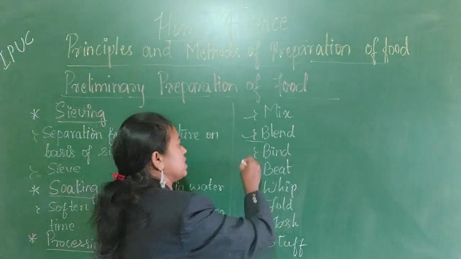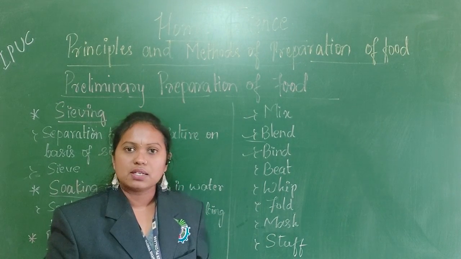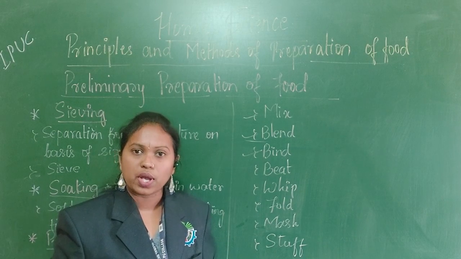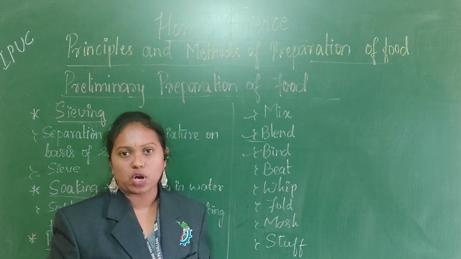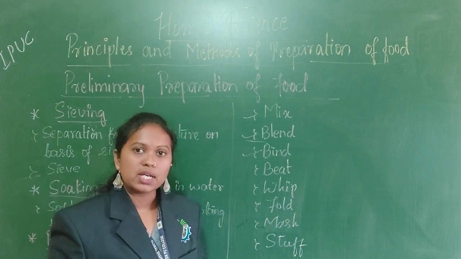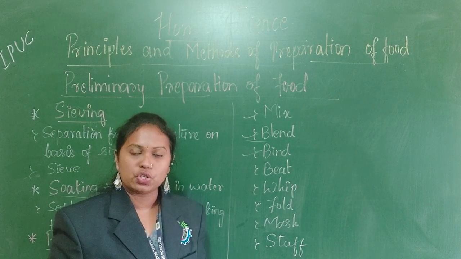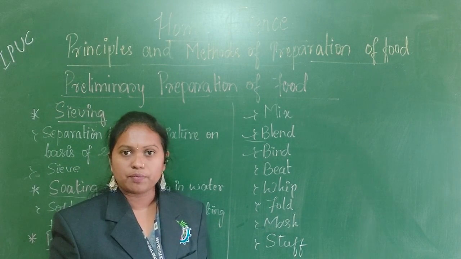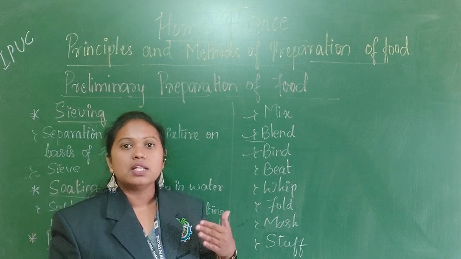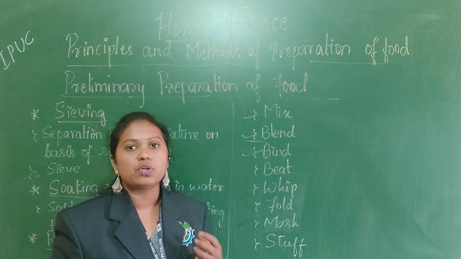The next is the bind. Bind means making two or more ingredients to cohere as a homogeneous product. Binding means adding a liquid such as beaten egg or melted fat to a dry mixture to hold it together. Binding mixes are widely used when the individual components of an end product need to be bound together.